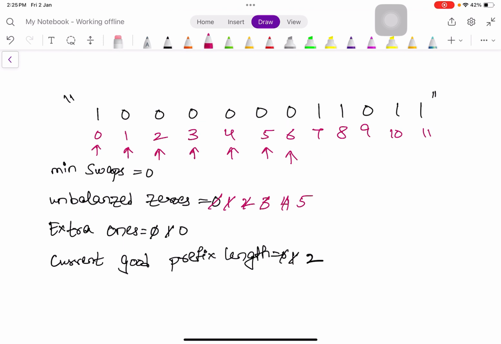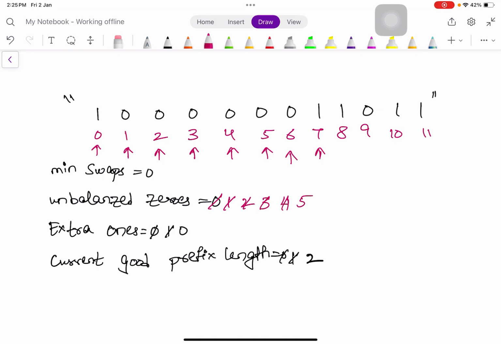Moving forward, we are at index 7 right now. At index 7, we have a 1. Now, this one can actually balance out unbalanced zeros. How many zeros do we have? 5 zeros. So, 1 1 can actually balance 1 0. Okay. But before balancing, let's swap it and move it to its appropriate position.